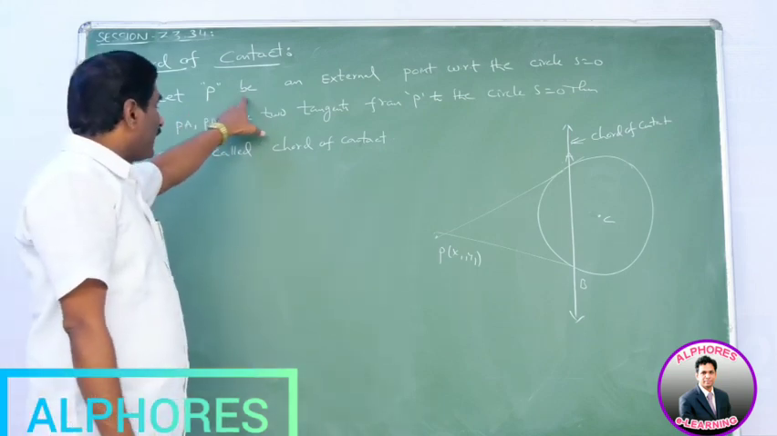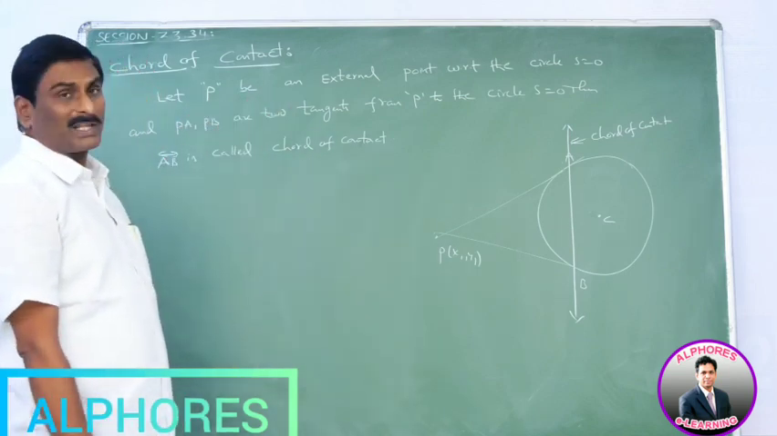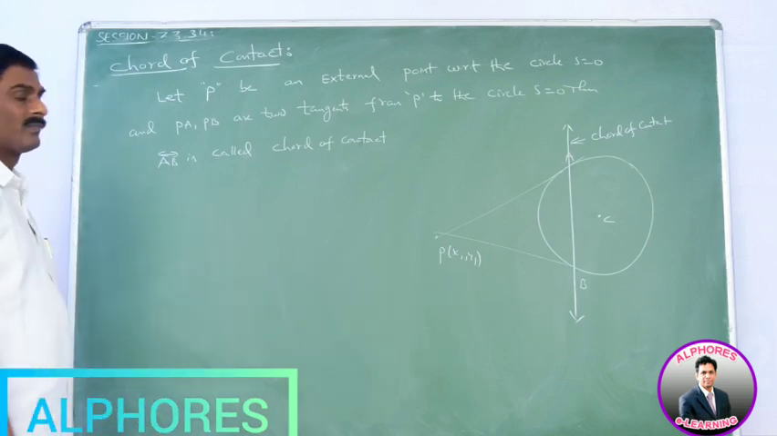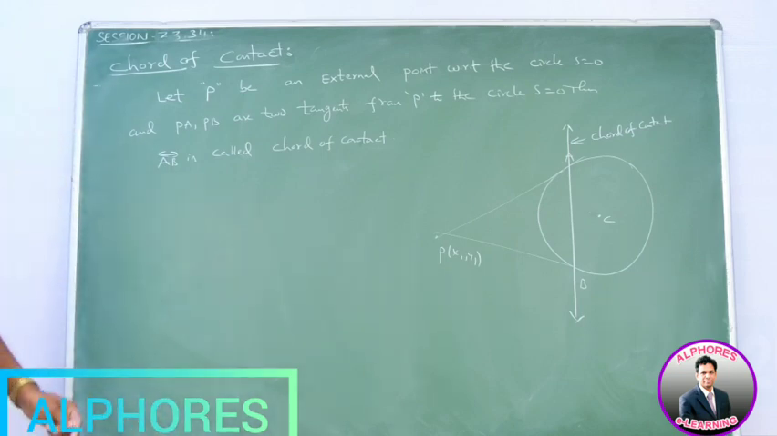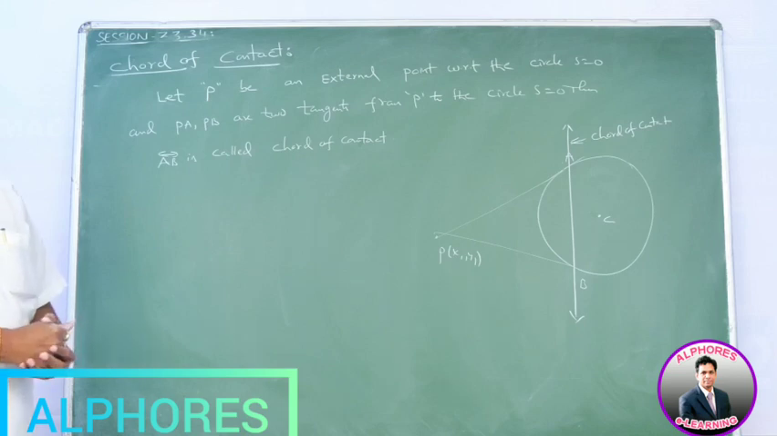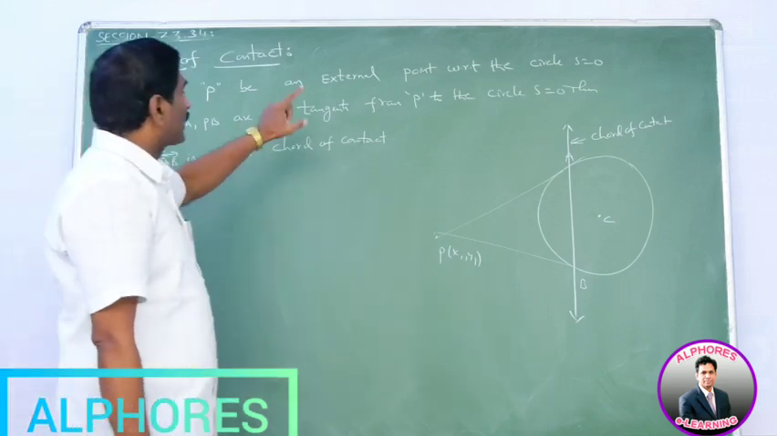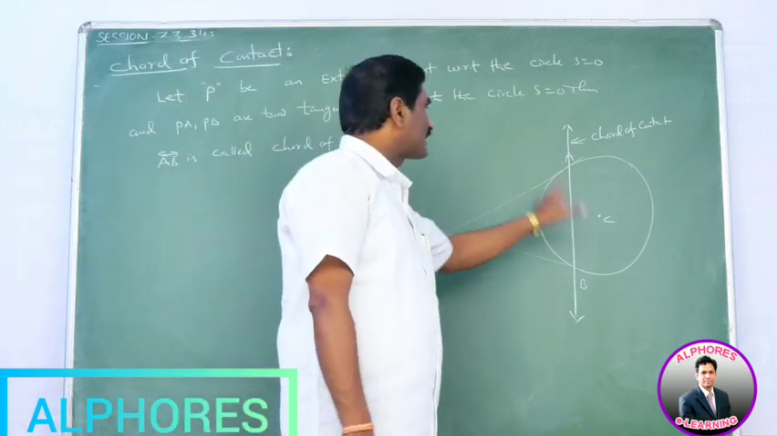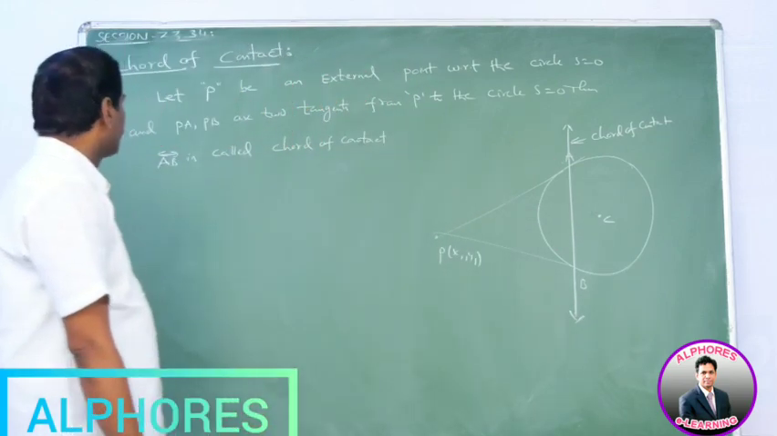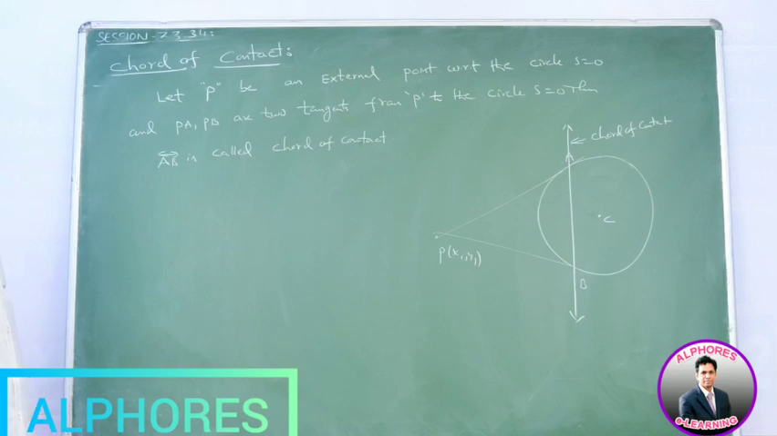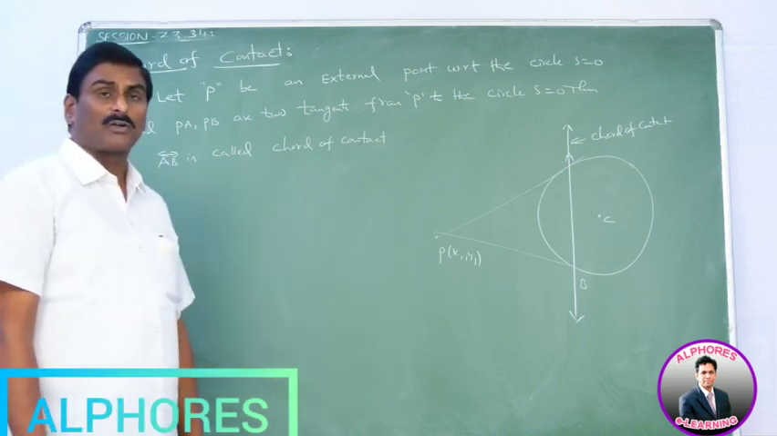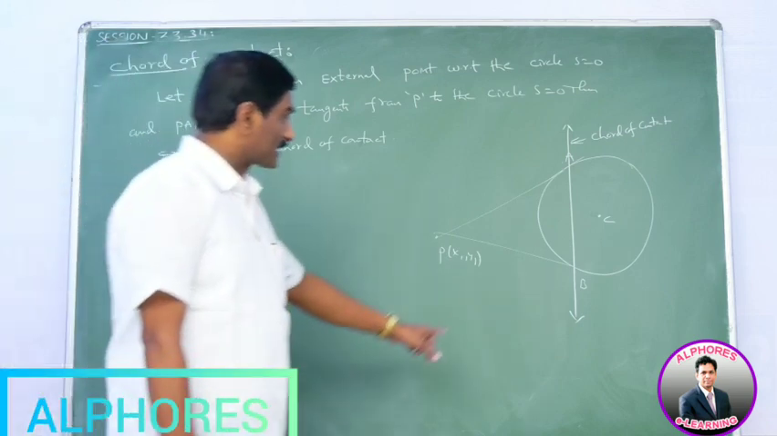Let capital P be an external point with respect to the circle S is equal to 0, and PA, PB are two tangents from P to the circle S is equal to 0. Then the secant line AB is said to be the chord of contact. Please note this diagram.